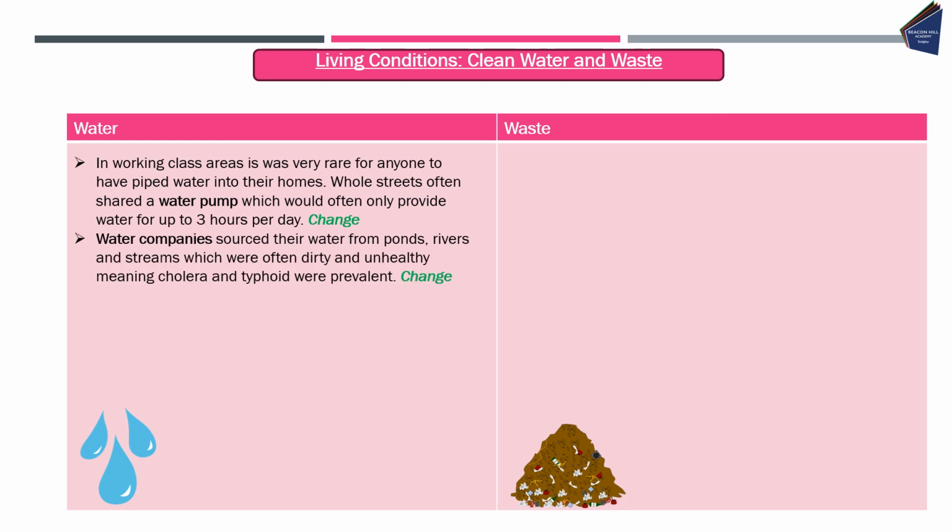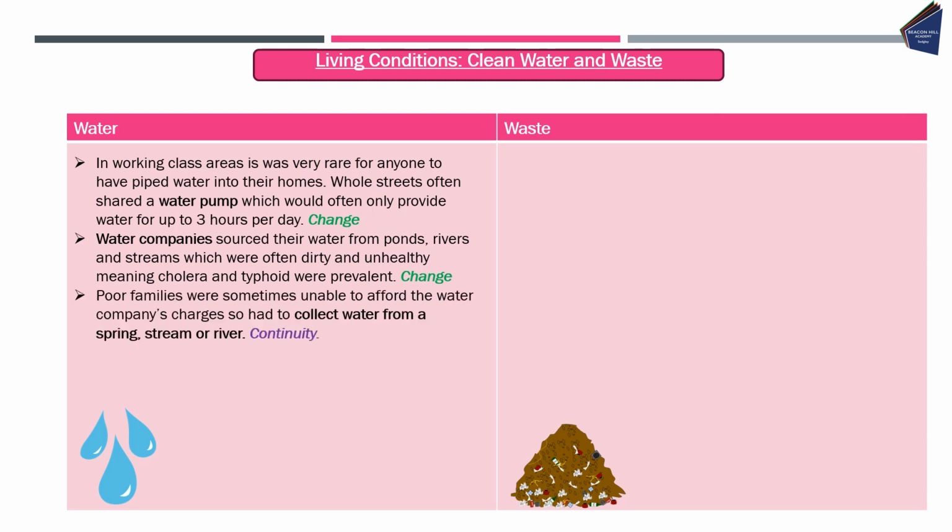Water companies were sourcing their water from ponds, rivers and streams, which were often dirty and unhealthy, meaning cholera and typhoid were prevalent. Now, at this time, remember, initially people did not understand that contaminated water was causing cholera. So the water companies keep sending this water to the water pumps, and this is obviously making people very ill, but people do not realise this at the time.